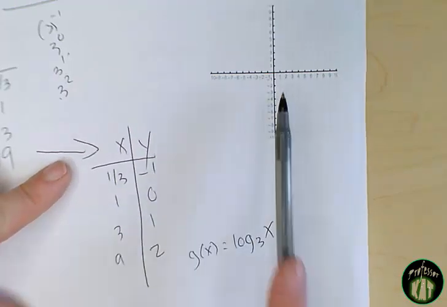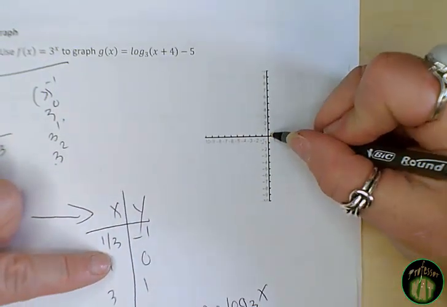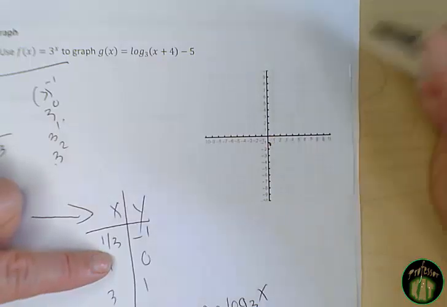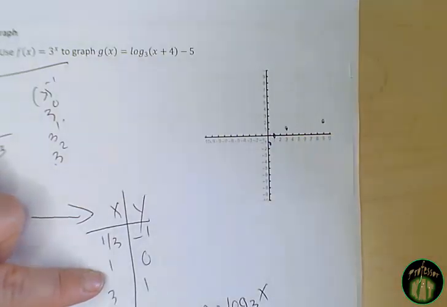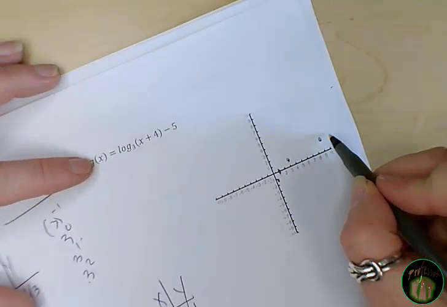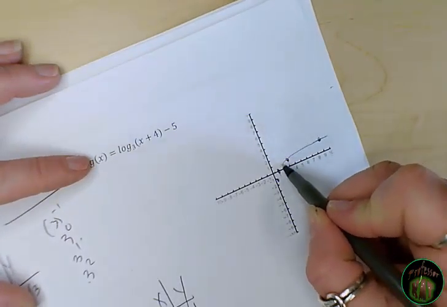I'm going to go ahead and plot these here. So a positive 1/3, and then a negative 1 would be somewhere around there. 1, 0, then 3, 1, and then 9, 2 is what that graph would look like. And I'm going to connect this lightly. This is not our graph.